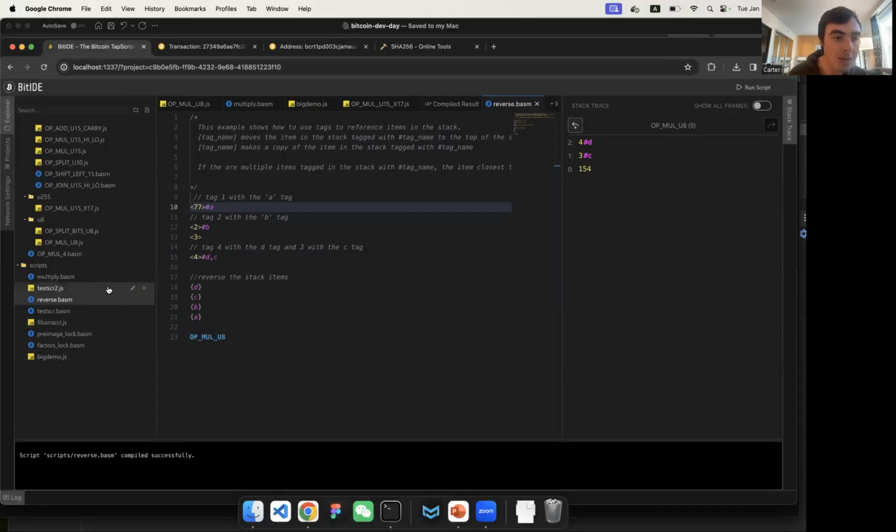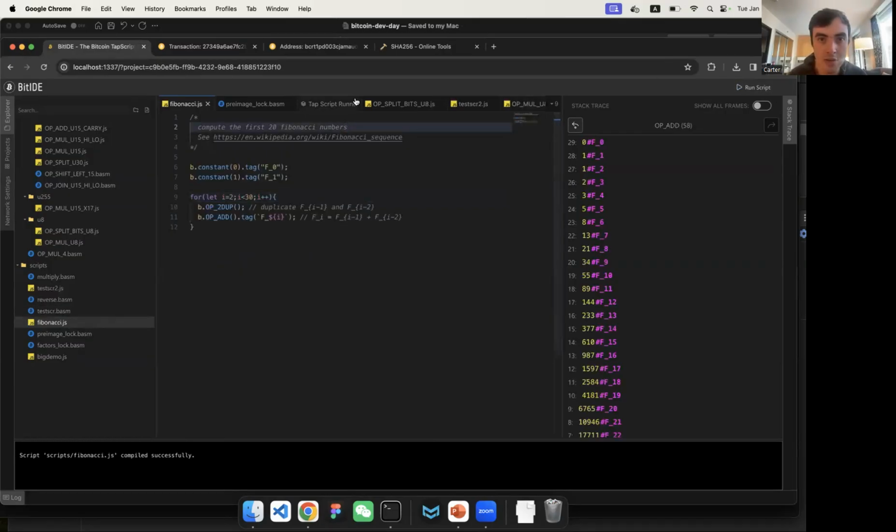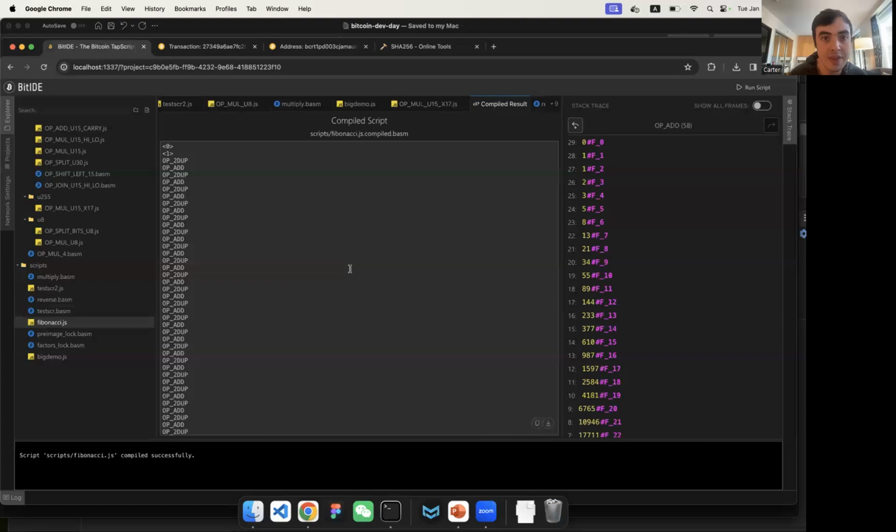Now, for example, like over here with Fibonacci, if we click run, we can also get the compiled result of that as well. So we can compile either BASM or JavaScript to normal Bitcoin script. So that's a great question. And I hope that answers it.